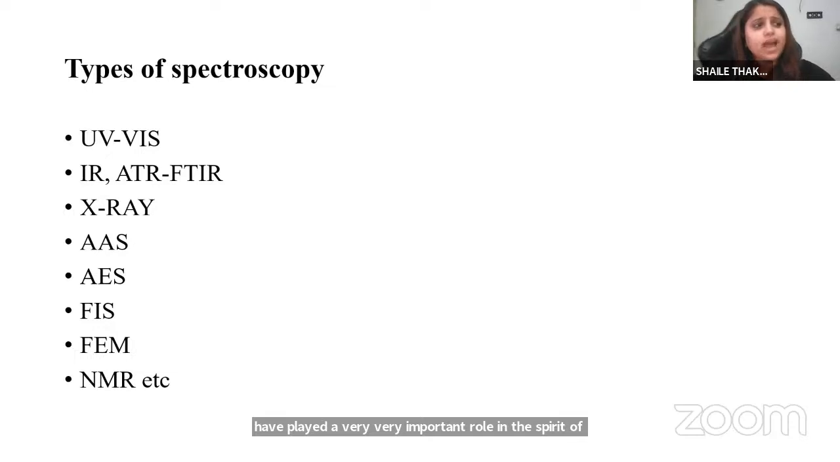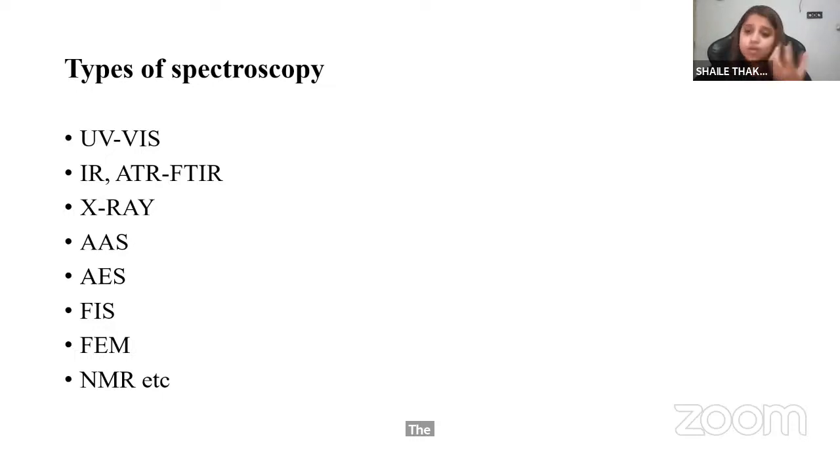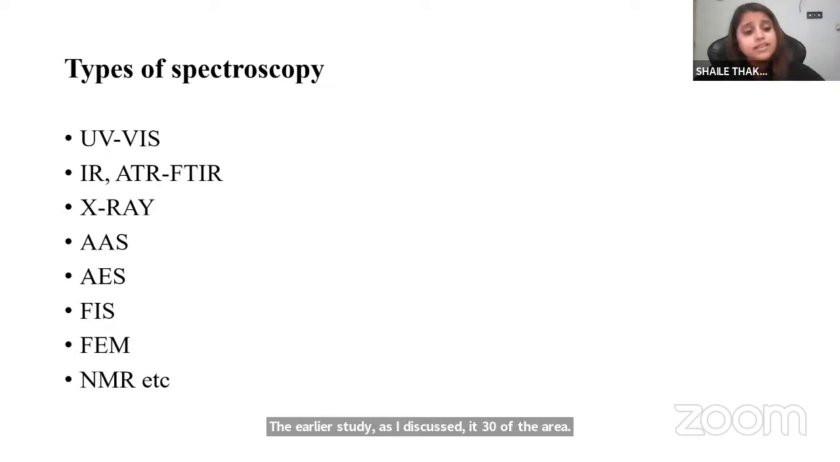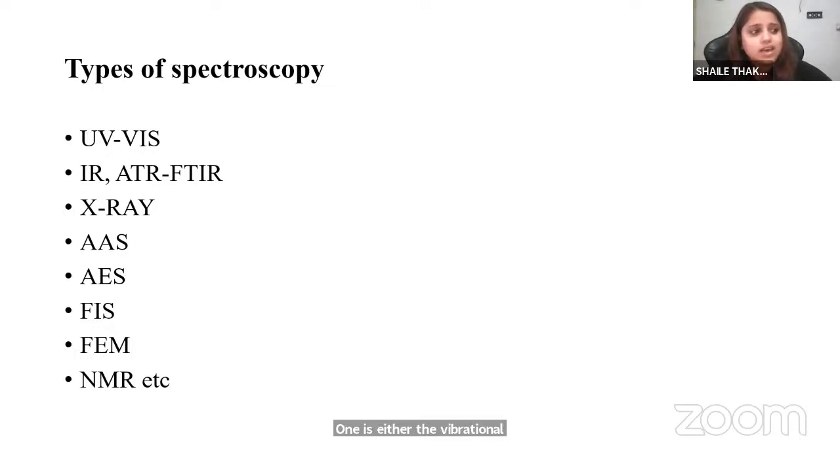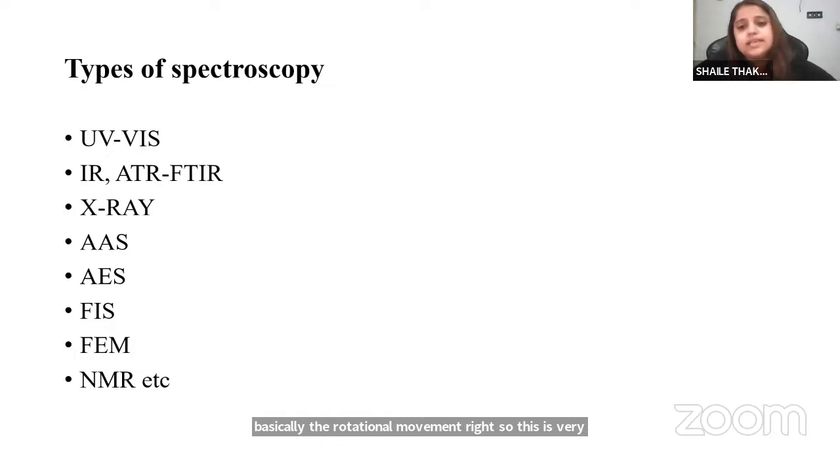So basically, the IR study, as I discussed, is the study of the IR region of the electromagnetic spectrum when it is interacting with matter, right? So when IR interacts with matter, what happens inside the matter? Two important phenomena occur in the matter. One is the vibrational transition, and another one is the rotational movement, right? This is a very important element, and it is very important to understand when your light meets or interacts with the sample.